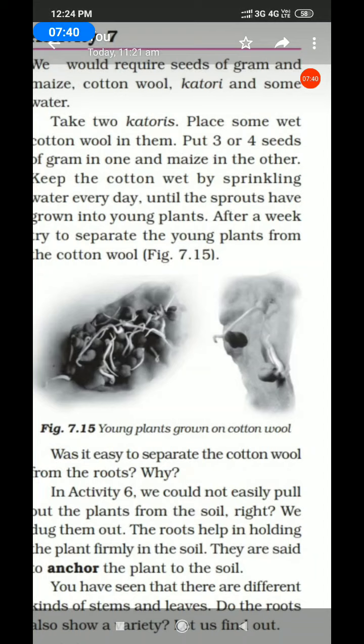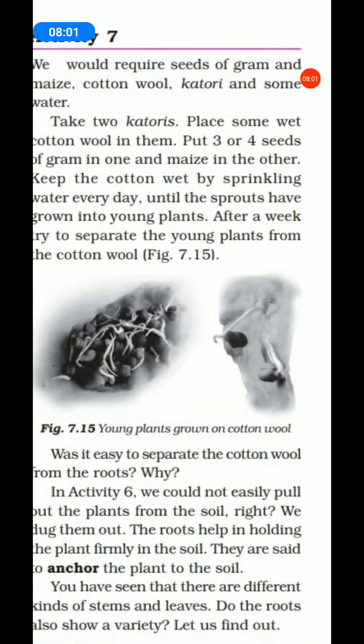Take 2 katoris, 2 bowls. Place some wet cotton in them. Put 3 or 4 seeds of gram in one and maize in the other. Keep the cotton wet by sprinkling water every day until the sprouts have grown into young plants. After a week, try to separate the young plants from the cotton.